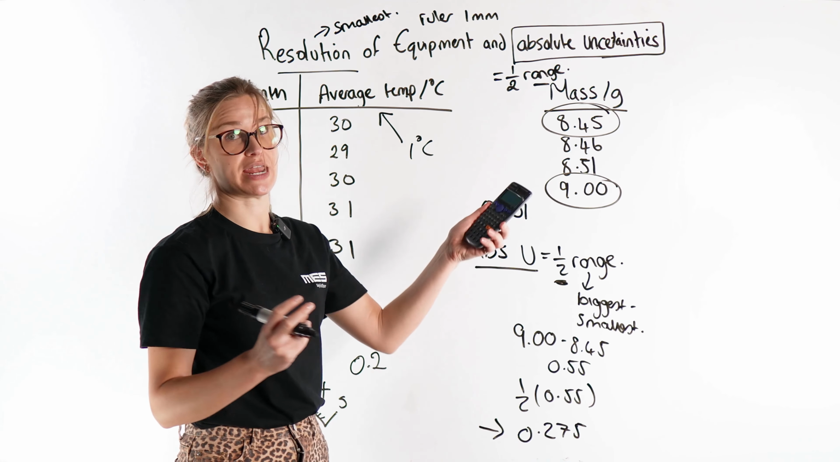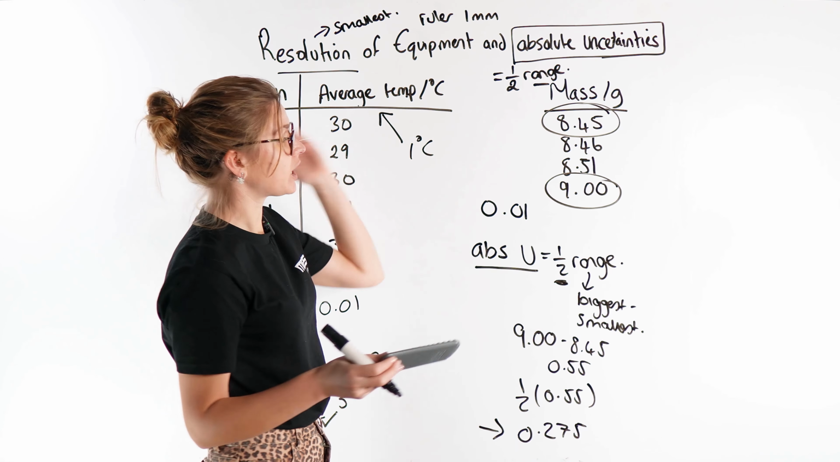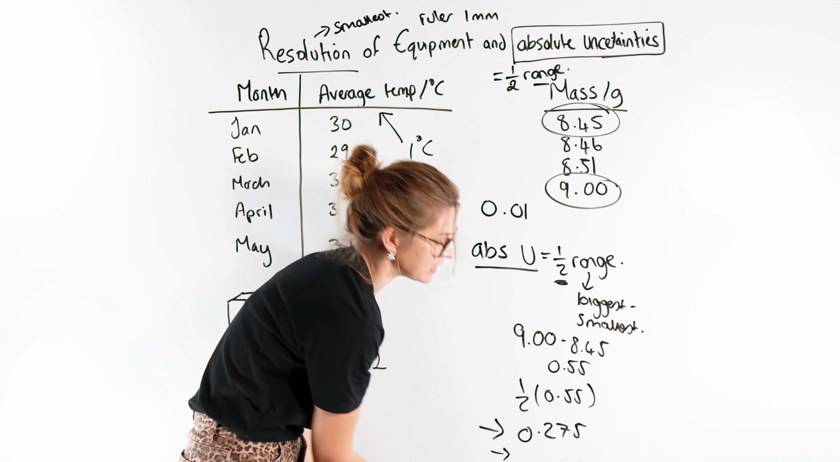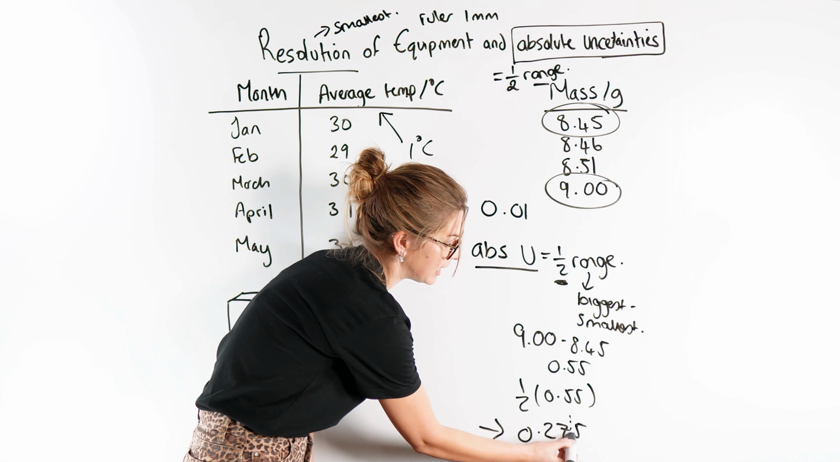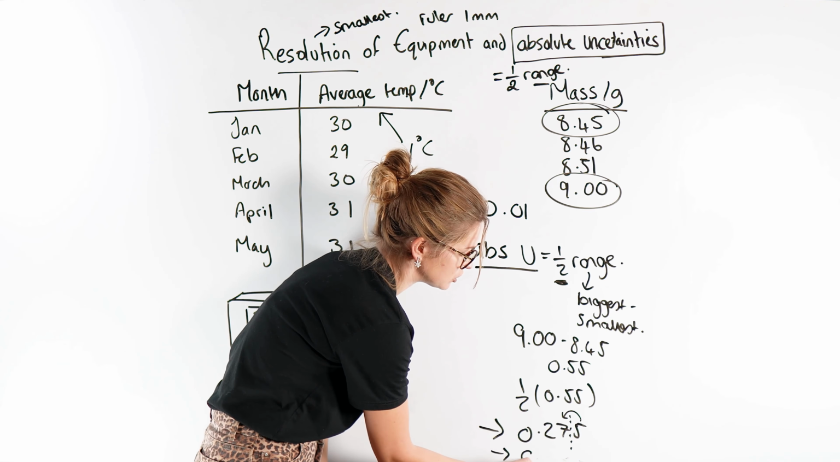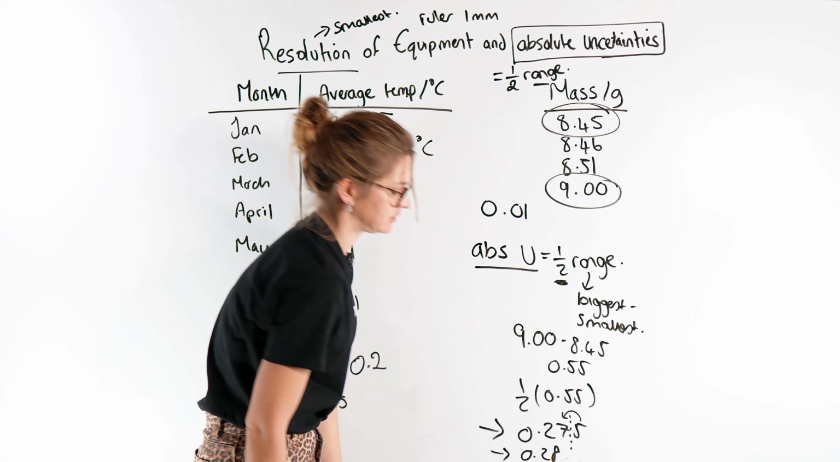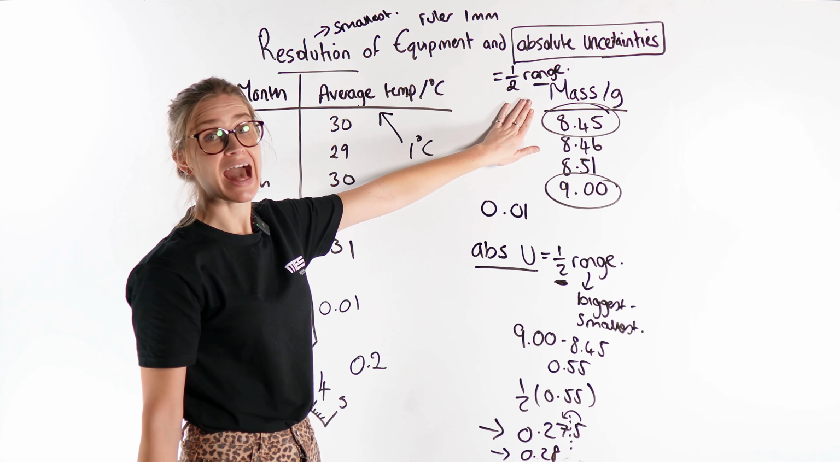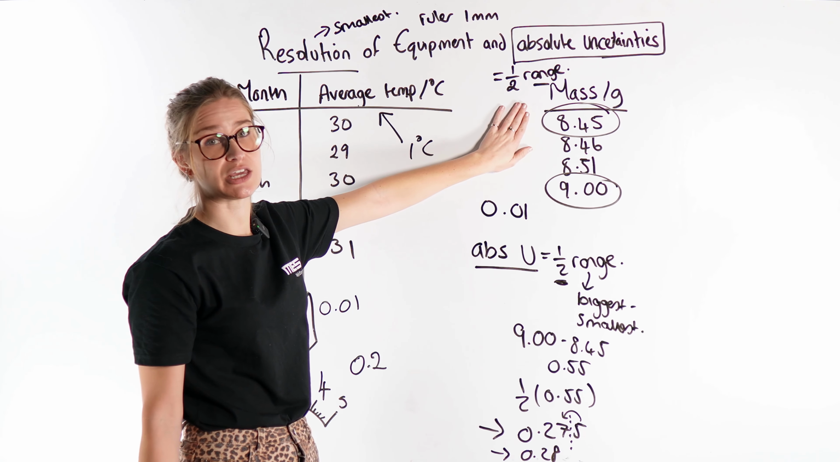It's half of the range. If you want to be better, because all these numbers are given to 2 decimal places, I should probably give this number to 2 decimal places. And remember, if something is 5 or above, we always round up the previous number, so 0.28. So again, absolute uncertainty is always just half the range, and you have to remember that. It's not on any equation sheets.